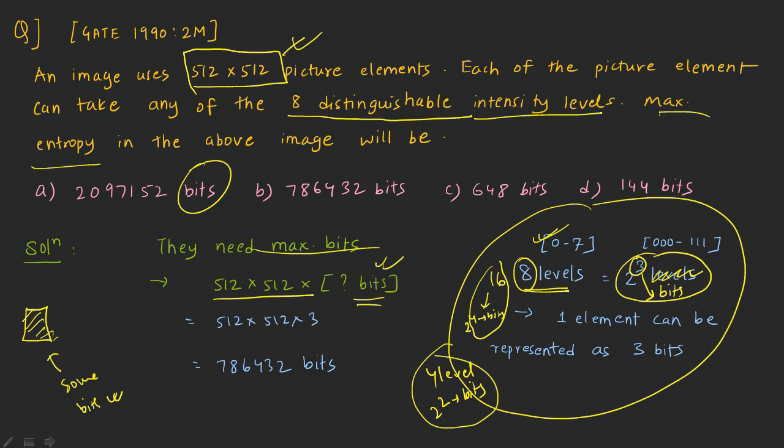So if you got this, you can say that this 0 can be represented as 000 in 3 bits. This 7 can be represented as 111 in 3 bits. So one element can be represented as 3 bits if you are distinguishing this pixel in 8 levels. And then you should tell that you have to multiply this with 3 and the answer would be this. So pretty simple question, but again you should know your basics right.